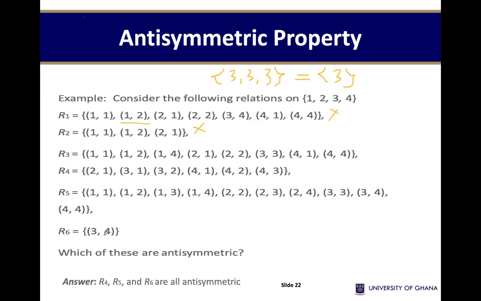A typical example is this one. See this one: 3 is related to 4, right? There's no 4 is related to 3. Now let's go to R3. 1 is related to 2. 2 is related to 1. That's also wrong.